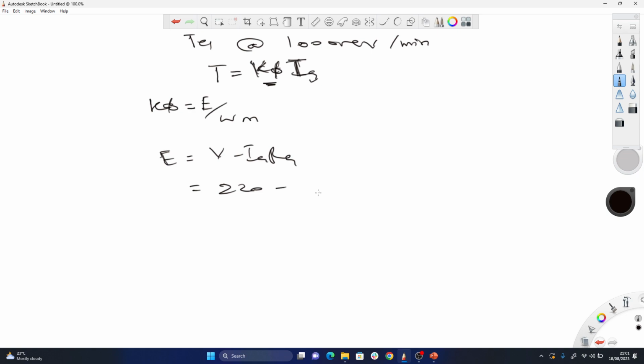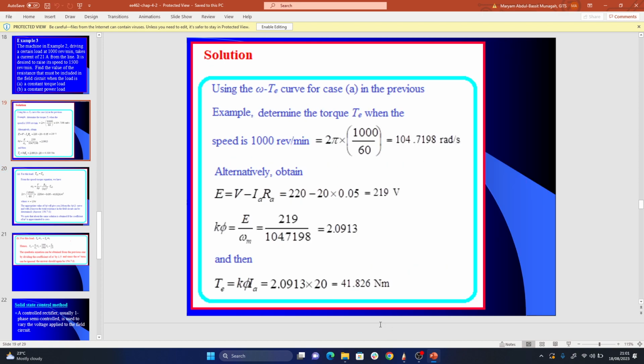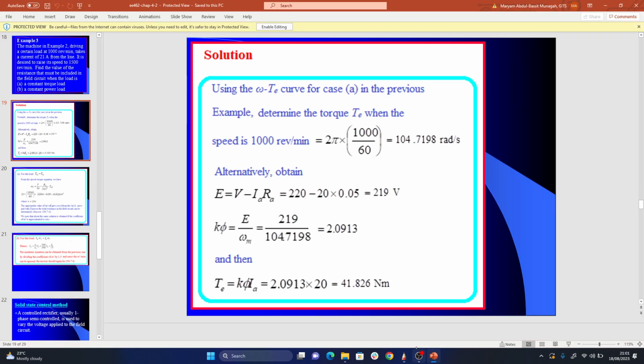The V was 220. IA is 20, because we found that in that condition our field current was 1. Let me show you, I have the shunt motor here. It's drawing a line current of 21, field current is 1 amp, so armature current becomes 20 amps. So it becomes 20 amps multiplying RA. We were given RA in the question to be 0.05. So when you do that, you can get your E here.